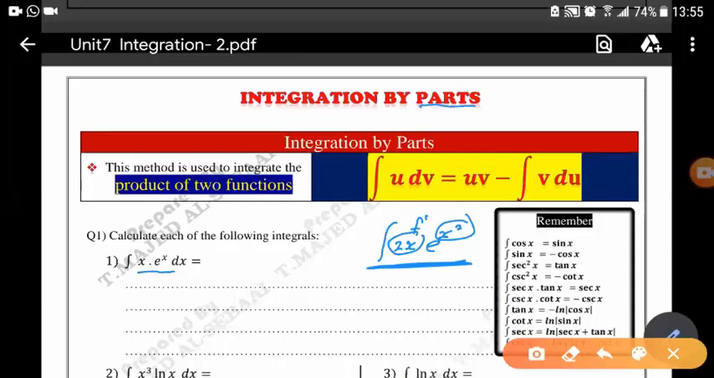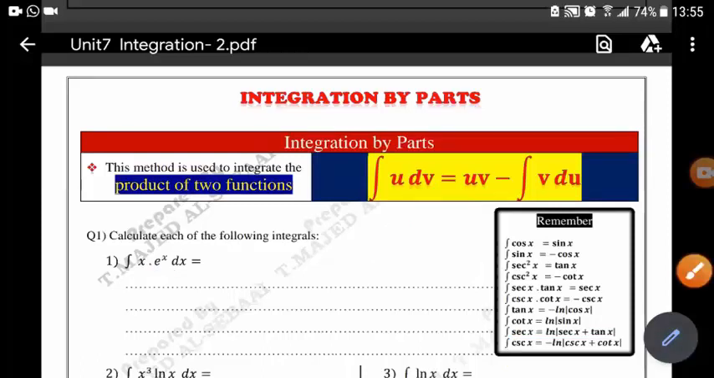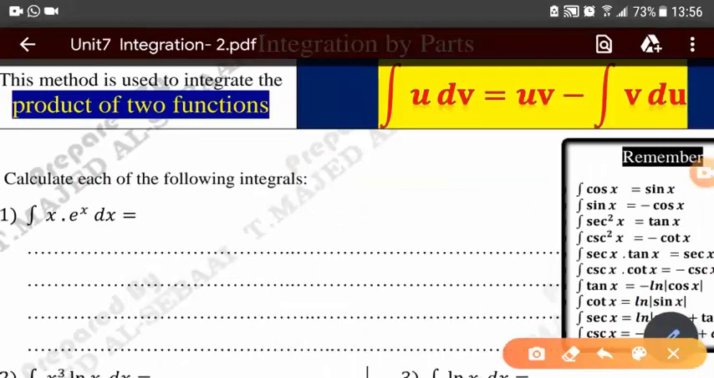How can I do that? I will explain the first one. By explaining the first one, bi-idhnillah, it will be so clear. And we will discuss many other things after we finish doing the first one. Again, I would say, let u equal x and dv equal e^x dx.